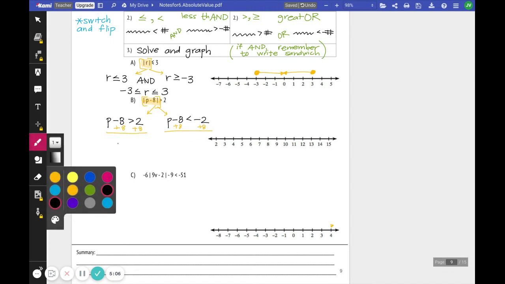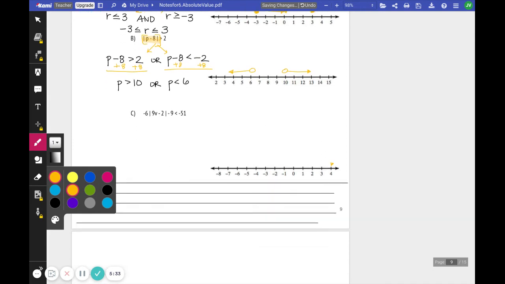So either p can be a number greater than 10 or p can be a number less than 6 to make the original thing true. I forgot something. We need the "or." Or, because this is a greater than question. And on a greater than "or" question, you'll notice that your arrows are going away from each other, which is another great way to check it out.